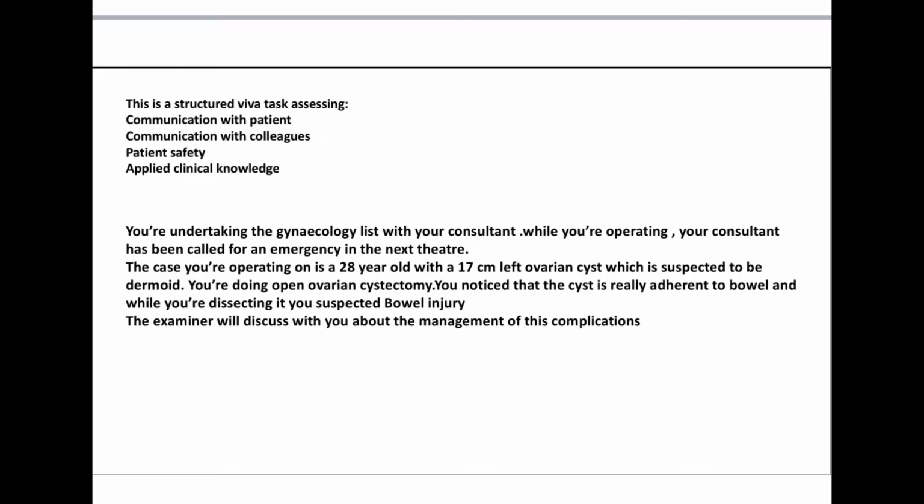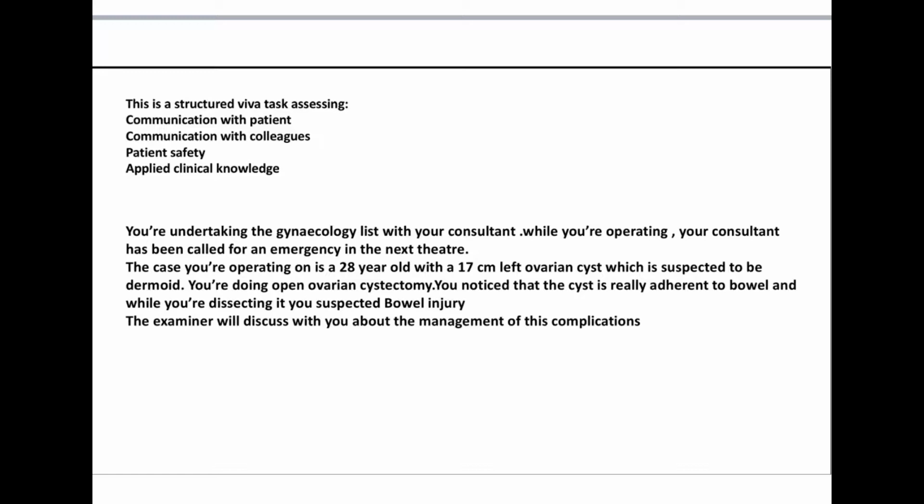So in case of bowel injury, we really need to stop the procedure. Once we suspect that there is a bowel injury, we need to stop. We can't proceed, and we need to cover the defect with a clean, wet towel, so that we will not allow the feces to spread in the field, and we will prevent spreading of the infection. So that's the first thing we need to do once we suspect a bowel injury.